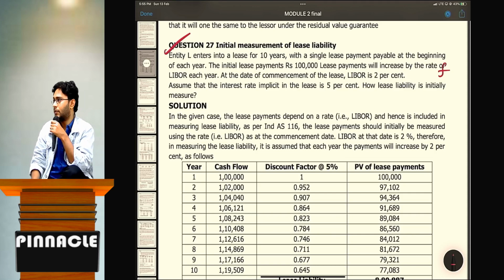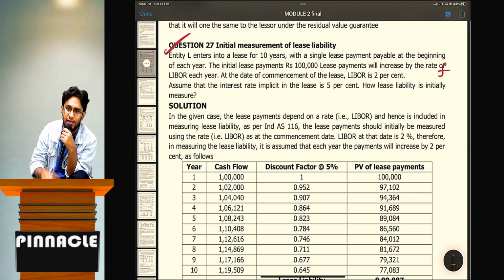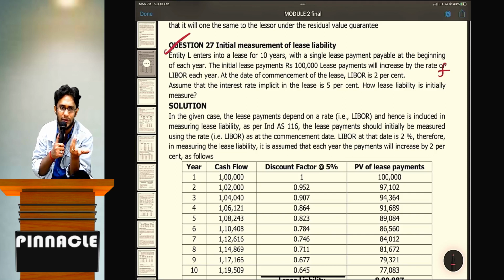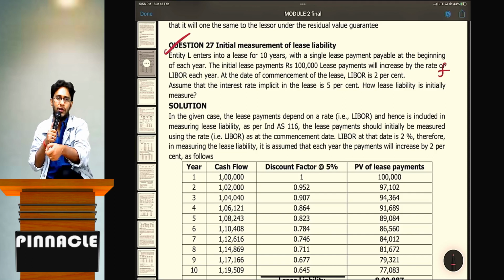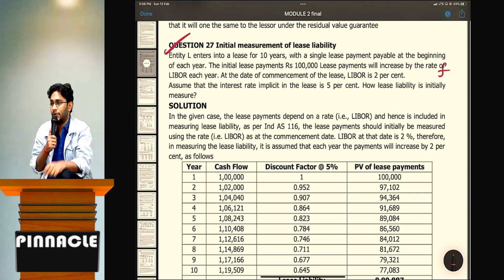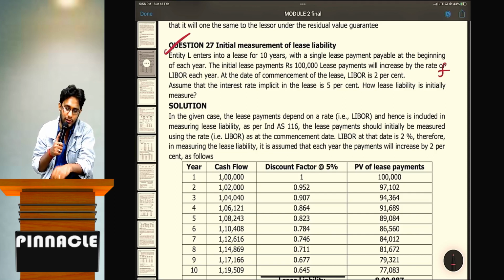Sir, listen. Here every year lease rent is increasing. Increasing at what rate? Market interest rate, which is nothing but LIBOR, not 2%, LIBOR. And LIBOR every year I have to pick up from the market and then I have to update it. But next 10 years' LIBOR, how will I know today? I don't know. But today's LIBOR I know. Today's LIBOR is given as how much?